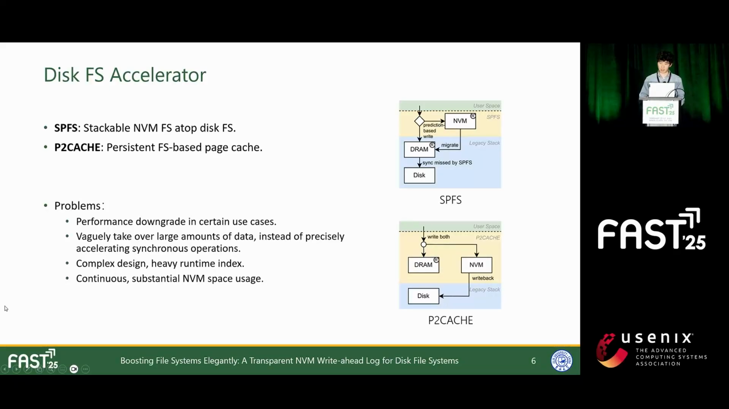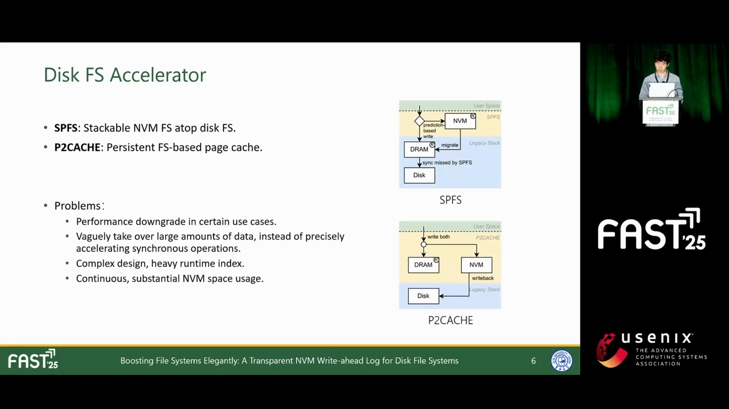We believe that accelerating disk file systems with NVM is a good idea, but current efforts haven't achieved the best practice. SPFS accelerates disk file systems by taking over some data to NVM through predicting sync events, but it fails to provide efficient acceleration in scenarios when sync operations are irregular or infrequent. After taking over the data, it may also slow down subsequent read and write operations.